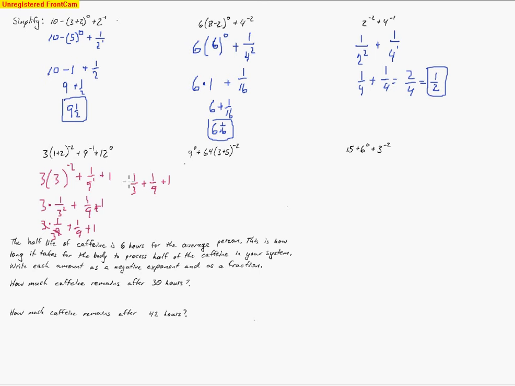And when I combine those, I've got to come up with a common denominator. So I'm going to multiply this by 3/3. So that leaves me 3/9 plus 1/9 plus 1. Well, now I'm left with 4/9, and when I add 1 to that, I just get 1 4/9.